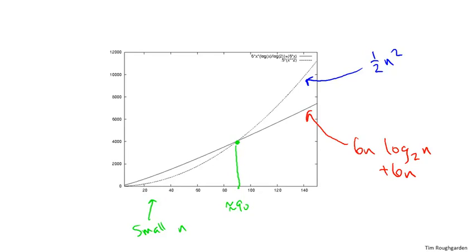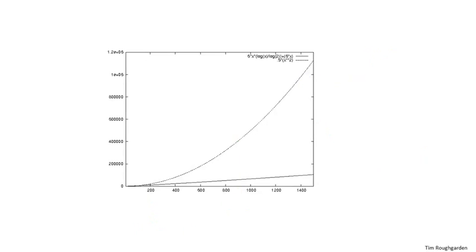Now here's what's interesting. Let's scale the x-axis. Let's look well beyond this crossing point of 90. Let's just increase it by an order of magnitude, up to arrays of size 1500. And I want to emphasize these are still very small problem sizes. If all you need to do is sort arrays of size 1500, you really don't need to know divide and conquer or anything else I'll talk about. That's a pretty trivial problem on modern computers.